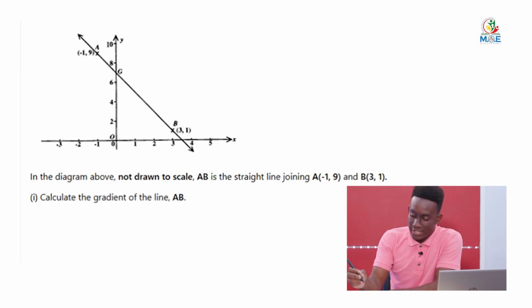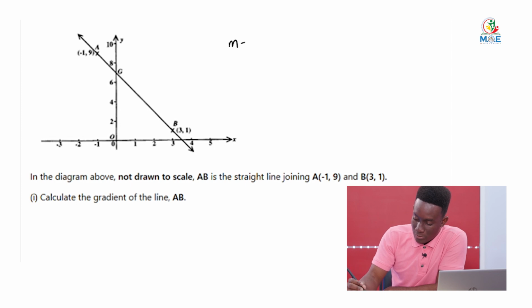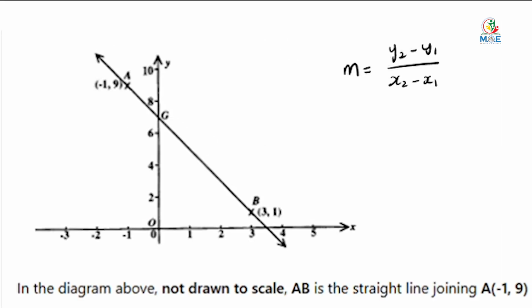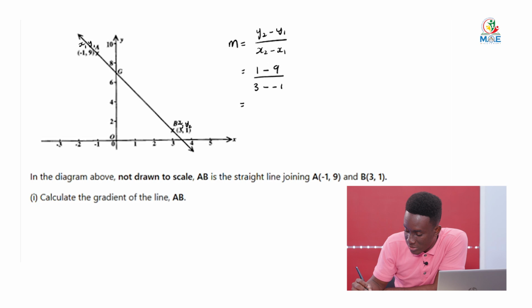So let's go. To calculate the gradient of AB, the gradient is represented by the letter m. We know it's the change in y over the change in x, which is simply y2 minus y1 all divided by x2 minus x1. We have the two points, so we can call these x1, y1 and x2, y2. So we just put in those values now. y2 would be 1 subtract y1, which is 9, all divided by x2, which is 3, subtract x1, which is negative 1. So the gradient is equal to 1 minus 9, which is negative 8, all over 3 minus negative 1.